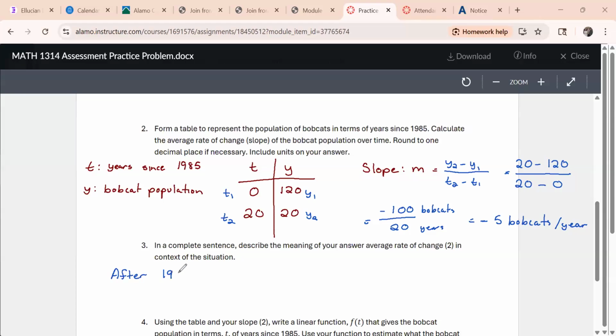So after 1985, the Bobcat population, you can say the Bobcat population, the Everglades too if you want to, but the Bobcat population has fallen by 5 Bobcats each year.